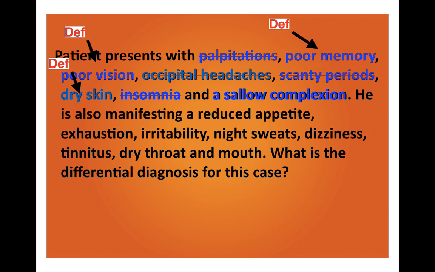Sallow complexion always shows up as deficiency in the textbooks, right? So if you read CAOM and you read Maciocia and you read the Zang-fu patterns.